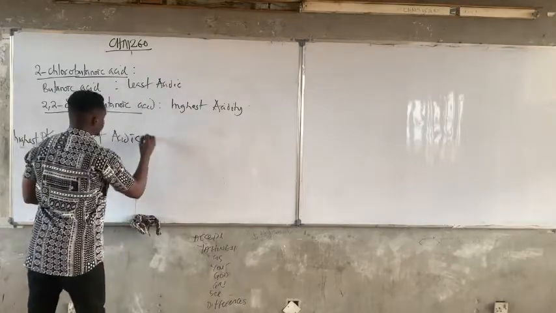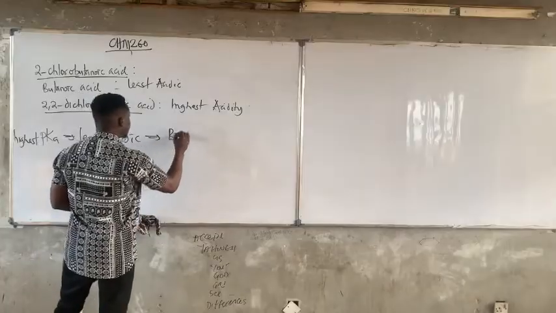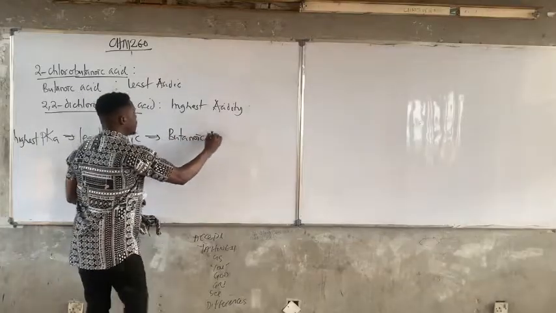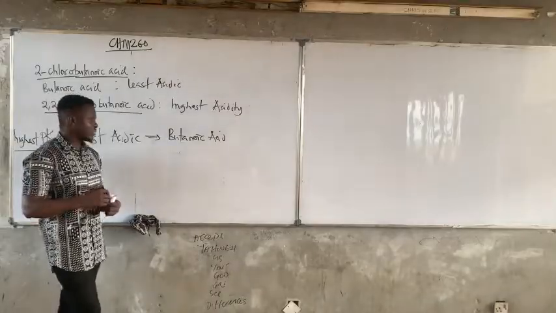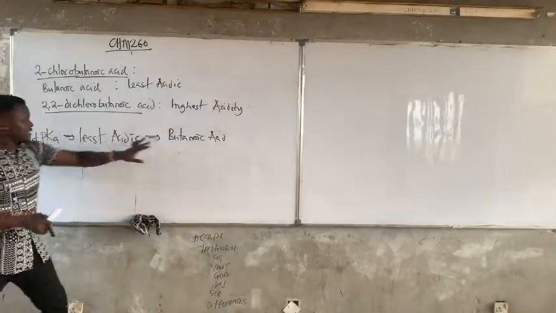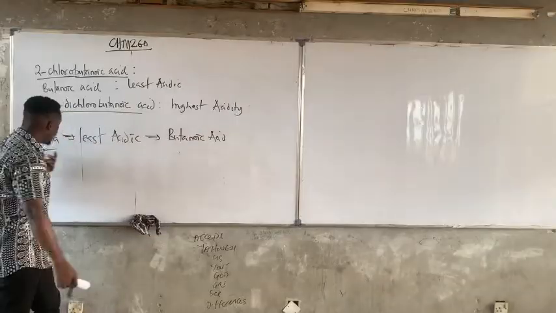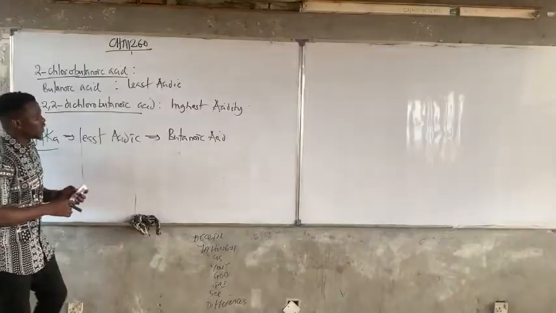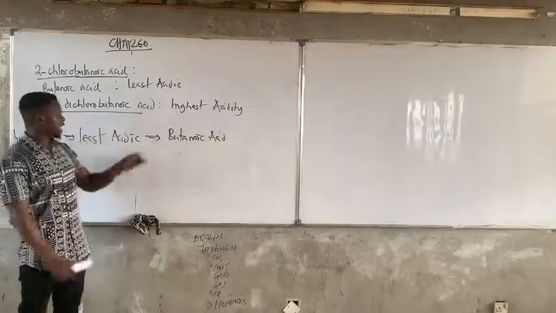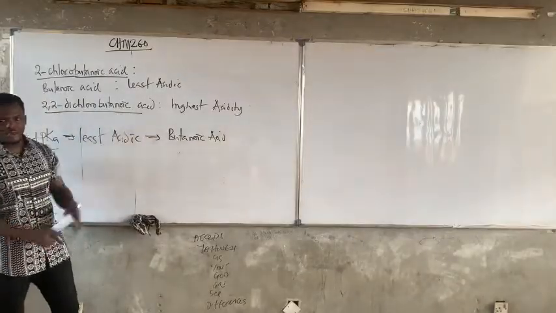So therefore, butanoic acid, being the least acidic, will have the highest pKa value. That's the answer. Highest pKa value means the least acidic. Lowest pKa means the most acidic. If the question had asked which of these has the lowest pKa, it would be 2,2-dichlorobutanoic acid.